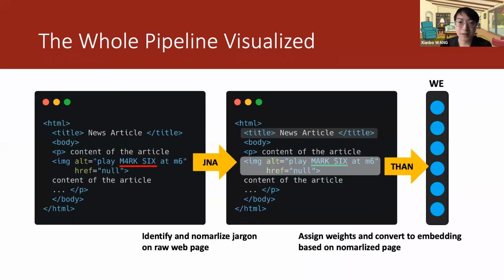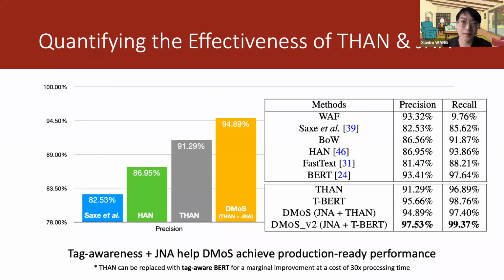This diagram illustrates the effect of the overall pipeline of DEMOS. Given a web page, our system will first identify and recover obfuscated terms inside the text content. Then it will assign attention weights to different tag sentence pairs and output a single embedding for classification. We trained the system with about 500,000 labeled web pages. Then we conduct performance evaluation and an ablation study.